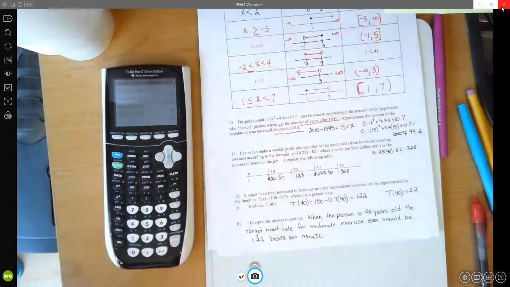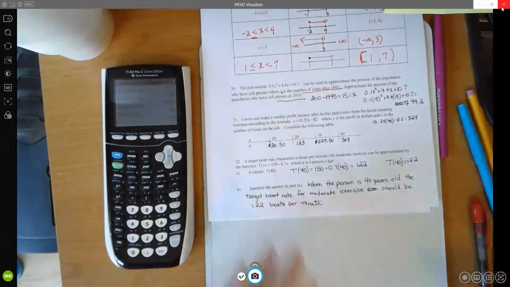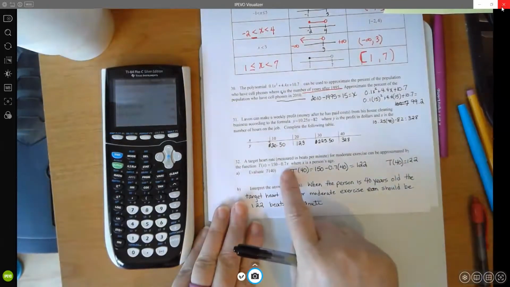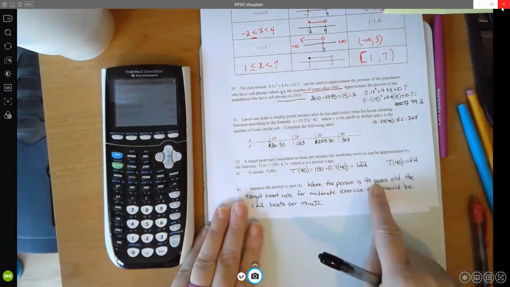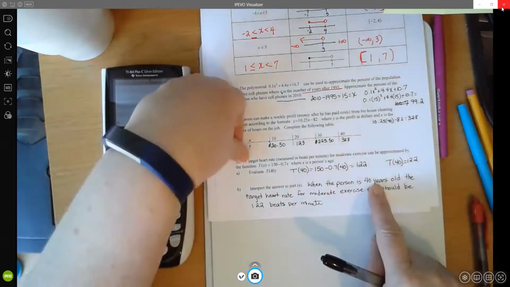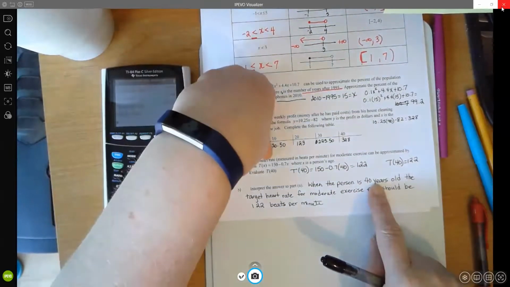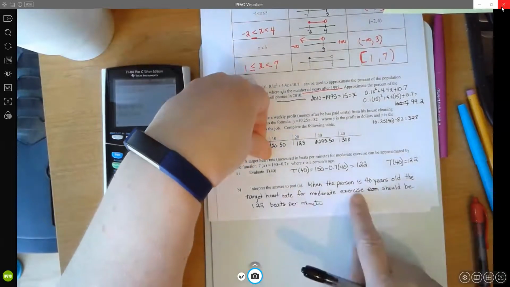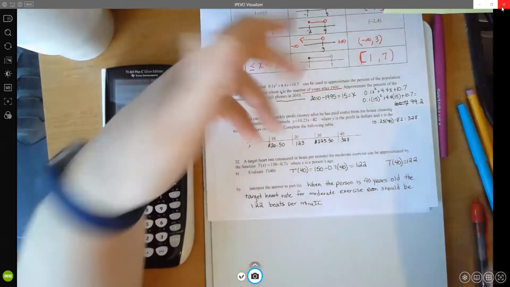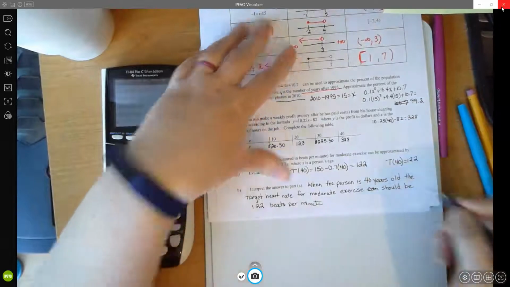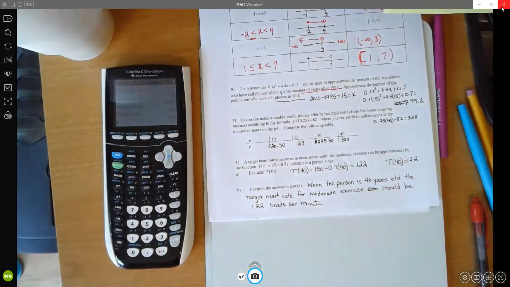So all I'm saying is that, okay, if the X is 40, that means the person's age. When the person is 40 years old, what am I getting? Well, the function says T is the target heart rate for moderate exercise should be, or is, 122 beats per minute. So if you're 40 years old, your target should be 122. So I'm going to stop here for page 9. So that completes page 9.